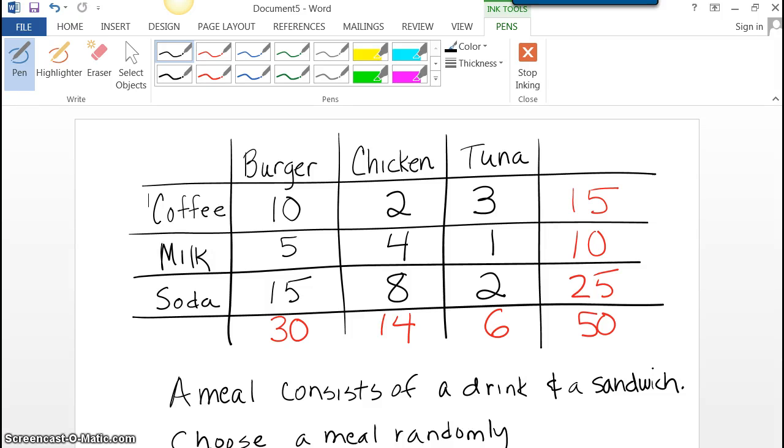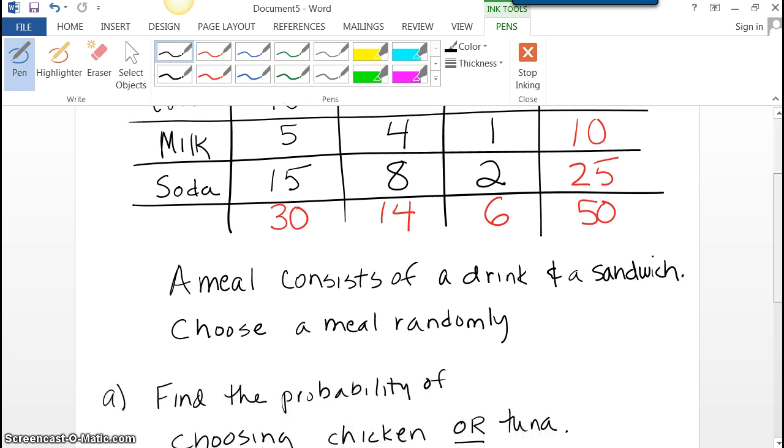This video will demonstrate two probability rules, addition rule 1 and addition rule 2. We are beginning with a table that has data on it about some meals. When you choose a meal from here, you can have a drink and a sandwich. And so you can have coffee, milk, soda, and then burger, chicken, tuna sandwich. So we're going to choose a meal randomly.